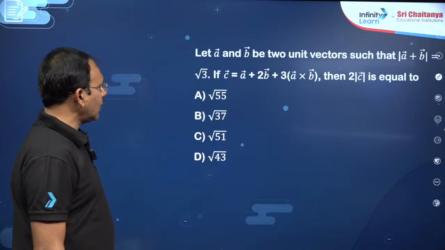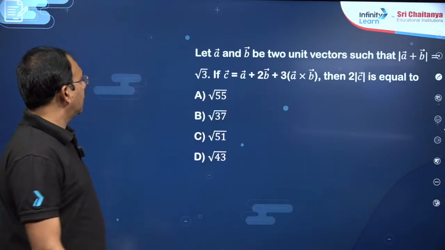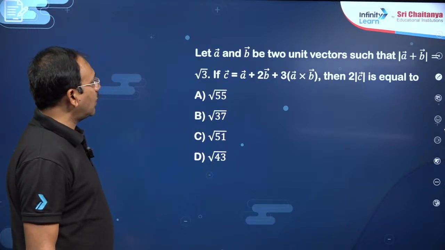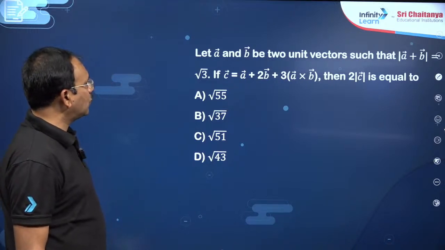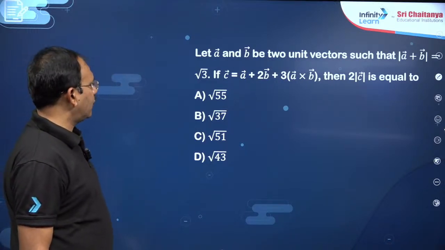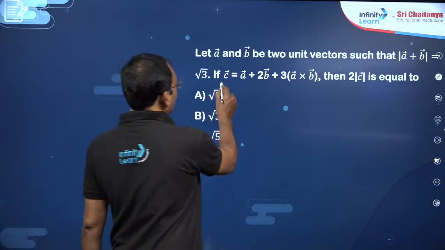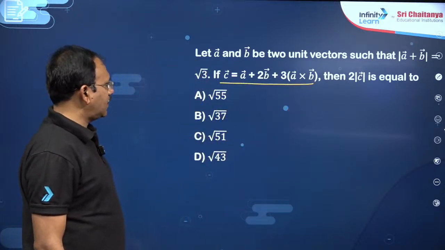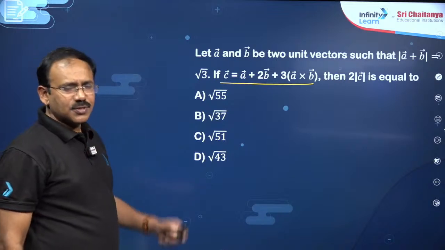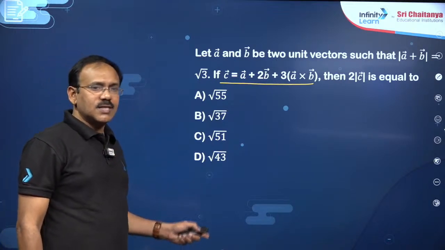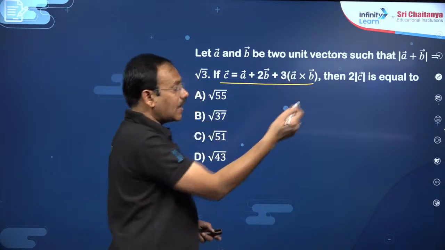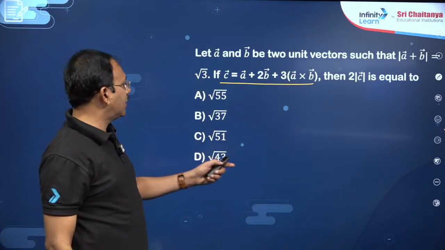The next, even this question: A bar, B bar are two unit vectors such that magnitude of A bar plus B bar is equal to root 3. Both are unit vectors. And C bar is A bar plus B bar plus 2 A cross B here, my dear friends. And 2 C bar is equal to the same model, my dear friends. You can just try a similar question. This A cross B is nothing but n cap, which is perpendicular to A bar and B bar.